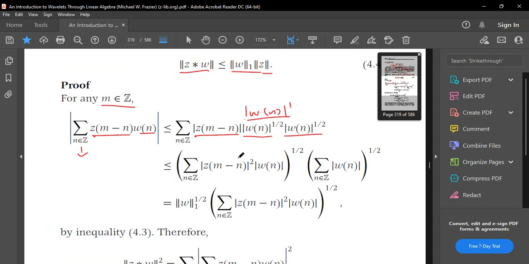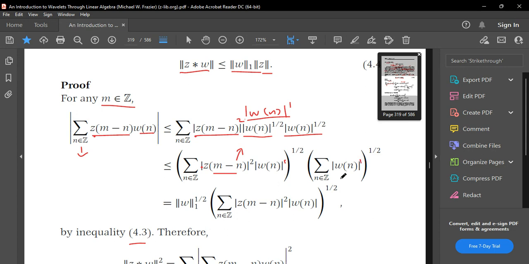So now, by the inequality we have earlier proved, this will be less than or equal to the summation over n belonging to Z of |z(m−n)|, by inequality 4.3. When we square the terms written here, the power 1/2 raised to 2 becomes 1. That is 1 here, and we have this norm to the power 1/2 here. The same thing applies to this w(n): summation of |w(n)| whole squared, the whole raised to 1/2. When we take the square, the 1/2 goes and becomes 1.